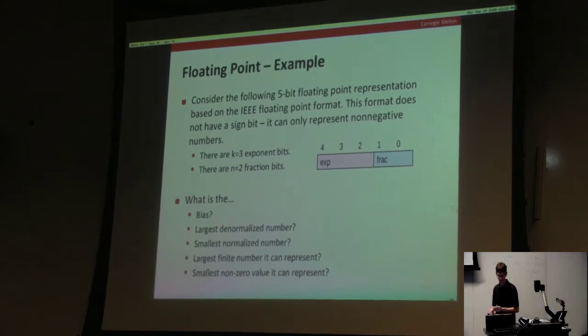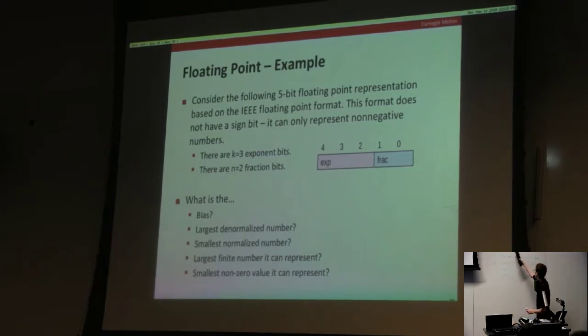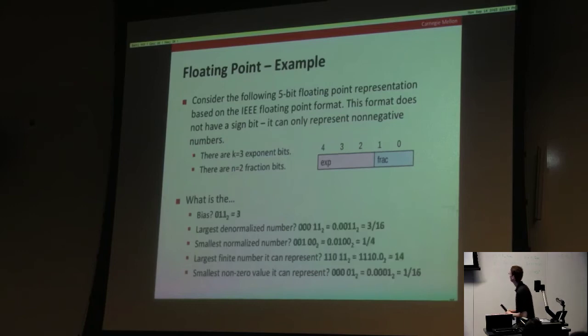So we're back to this 5-bit system, 3 exponent bits, 2 fraction bits. What's the bias? I already calculated that before. We had k equals 3, so that's 2 to the 2 is 4 minus 1, so the bias is 3. And then we can talk about, okay, what's the largest denormalized number that we can represent? Since we're running short on time, we'll put the answers up and we'll just look at them.